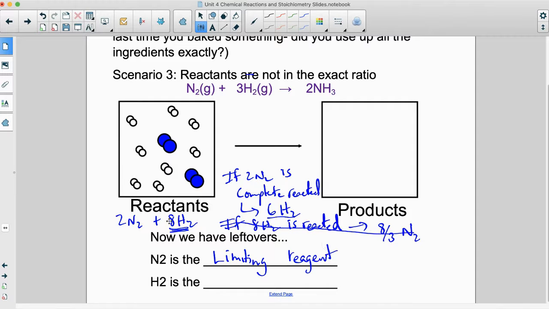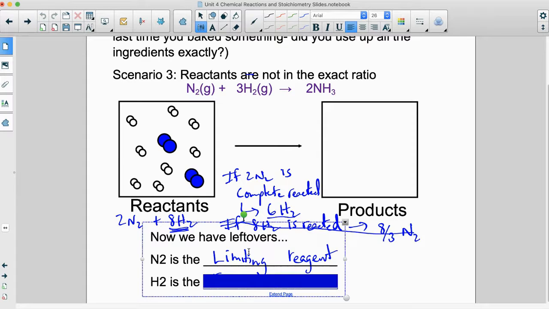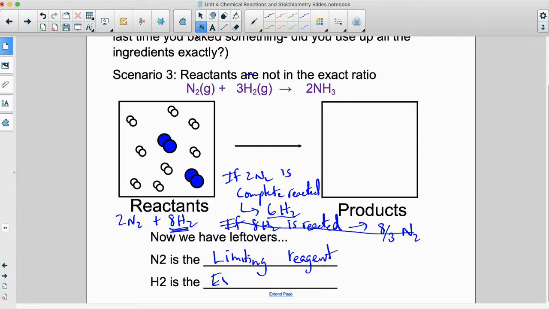And then H2, since we'll have some left over after we use up all of the N2, we'd have 2 H2s left over. H2 is called the excess. This is called the excess reagent, or the reagent in excess, or the reactant in excess.